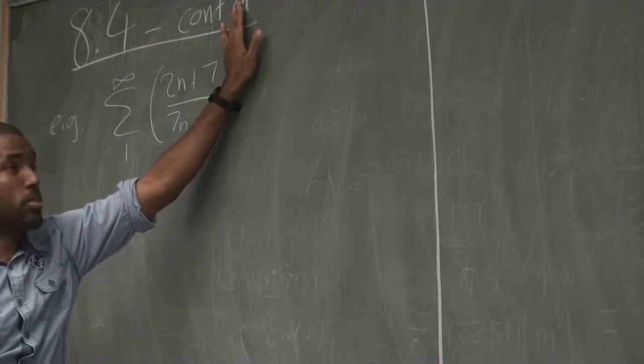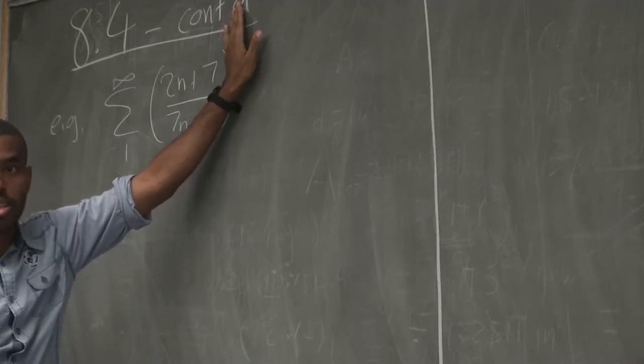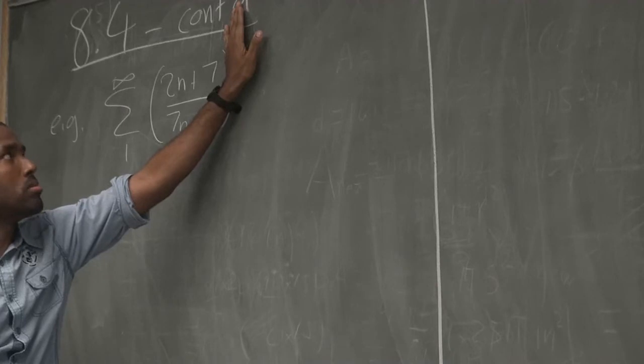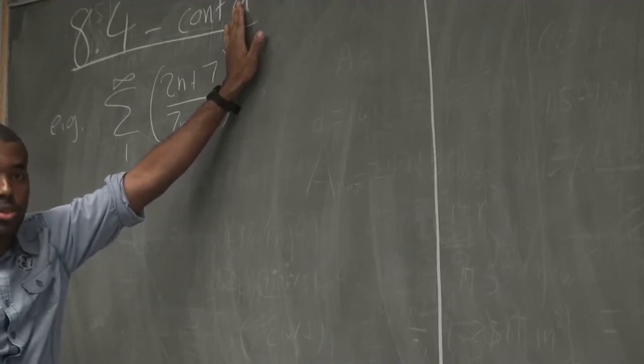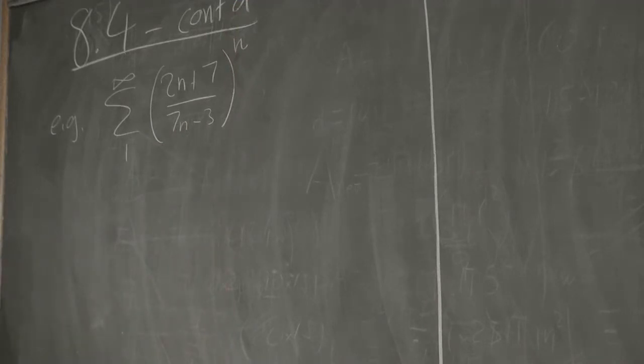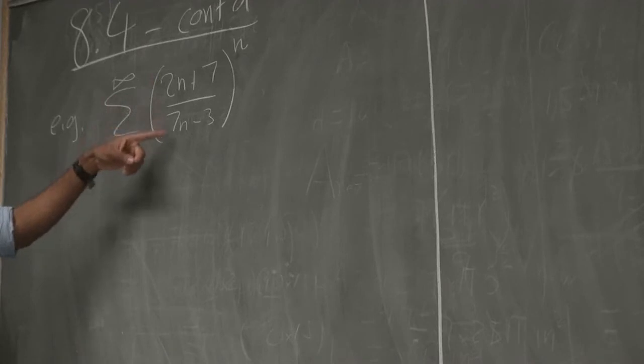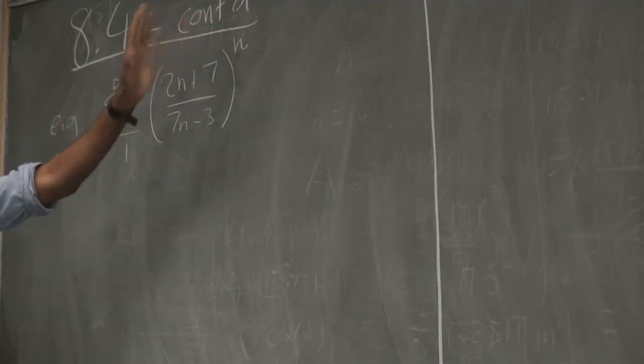The limit goes to 2/7, which means what? It diverges. Test for divergence, right? The limit would be 2/7, which is not 0. But with the n there, things sort of get complicated, because now you don't think of it just as 2/7, it's 2/7 to the n.